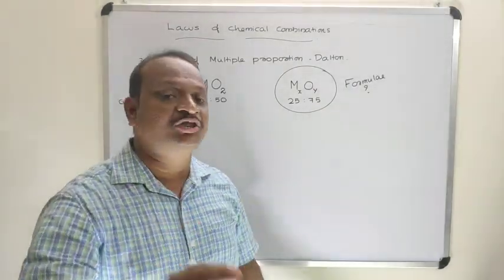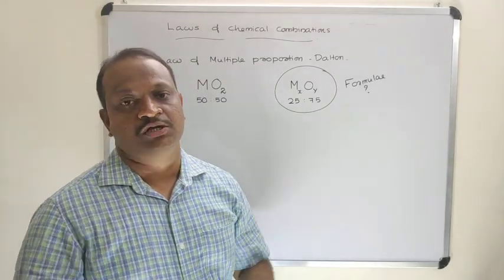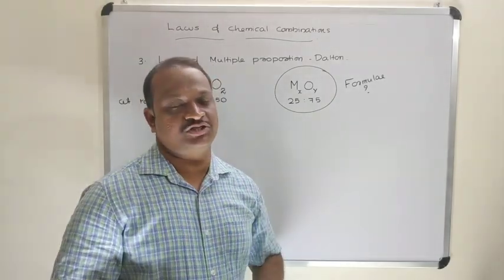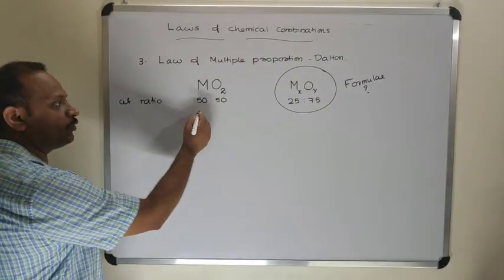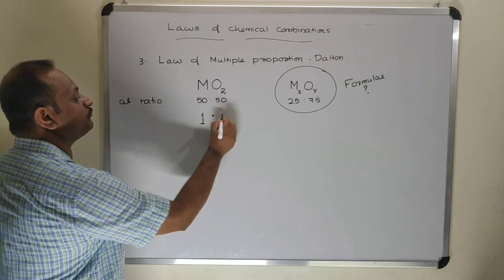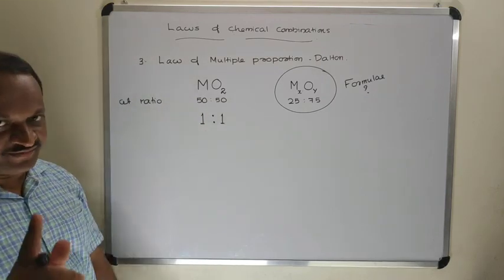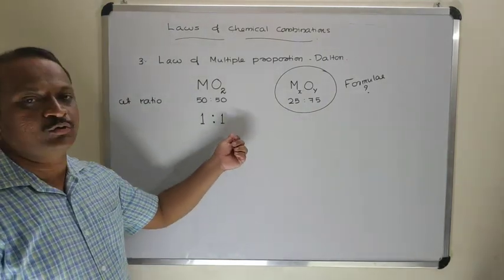We need to find the formula of this particular metal oxide. So what to do? How can we solve this problem? Here I am writing once again, what is the weight ratio? The weight ratio is 1 is to 1. So in the first metal oxide, the weight ratio comes as 1 is to 1.